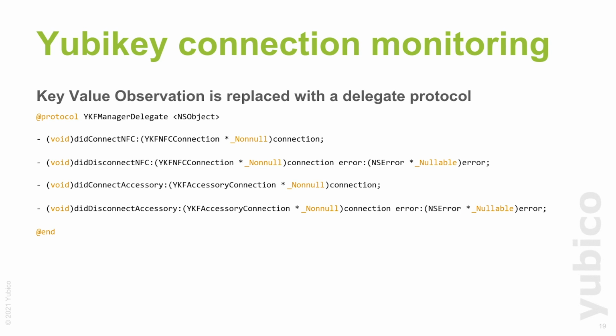So we have a bunch of delegate methods that get called once a connection appears or disconnects. So for example, the did connect NFC method will get called on the delegate as soon as a NFC connection appears. And similarly, the disconnect NFC method will be called as soon as that NFC connection is disconnected. And if that was caused by an error, you will also get an additional error.